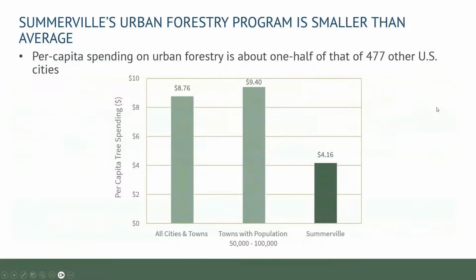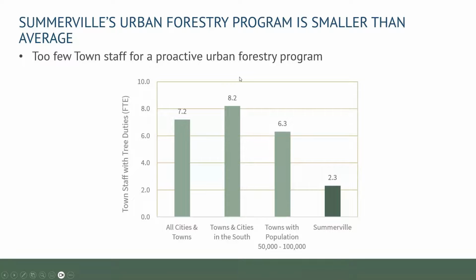In comparison to similar towns with a similar population to ours, as you can see, we only spend $4.16 per capita on trees, whereas almost twice as much is spent by other towns. That is something we definitely need to address. Also, in terms of staff, we have almost a third of the staff that other towns with similar populations have. So it makes it very difficult to manage the trees, not just the public trees, but also development and private trees in the town.